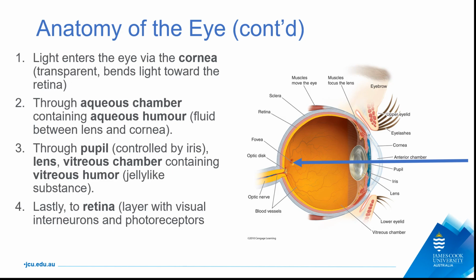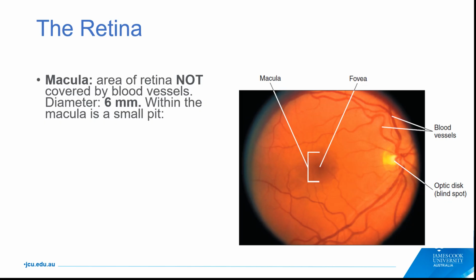So lastly, we reach the retina. That one we'll talk a lot about. The retina is so important. So the retina, to begin with, we have the macula. It is an area of the retina that is not covered by blood vessels. Take note of that. And its radius is quite big, 6 mm. You can look at your ruler and see how thick 6 mm is. At the body level, 6 mm is quite a length, I would say.